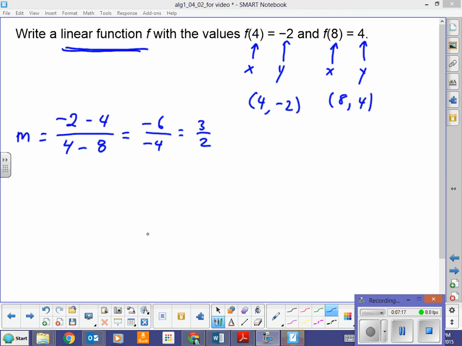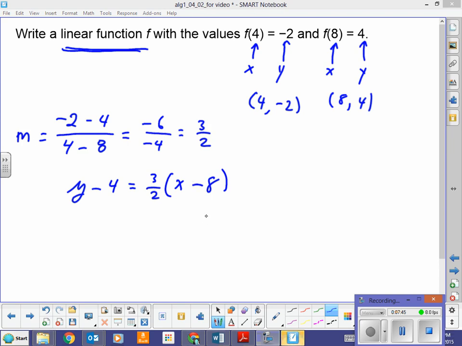So using point-slope form, y minus, and it doesn't matter which of these I use. I'm going to use this one because they're both positive. It just makes it one less mistake to make. y minus 4 equals my slope, 3/2, times the quantity x minus 8. Make sure you pull these coordinates from the same point, right? 8, 4.